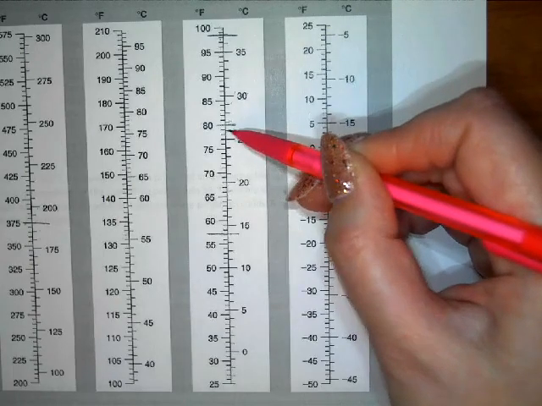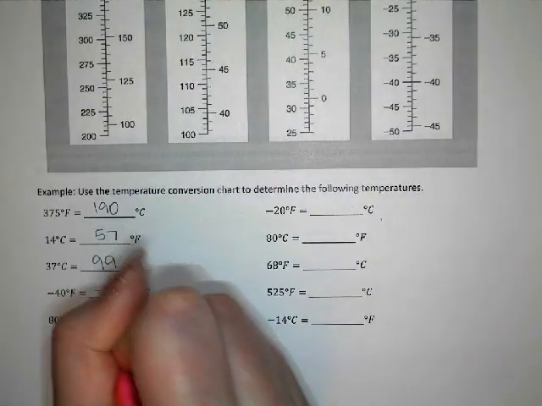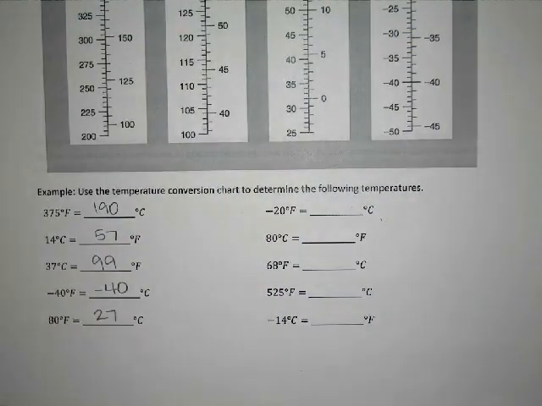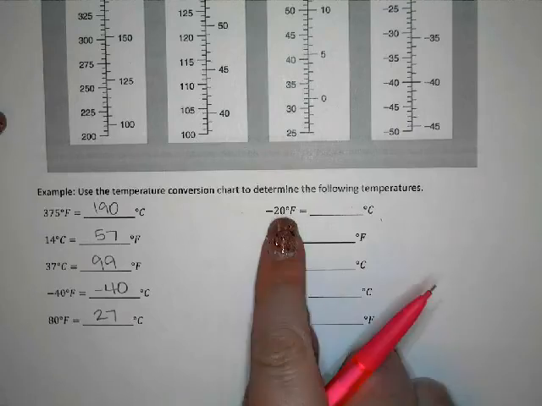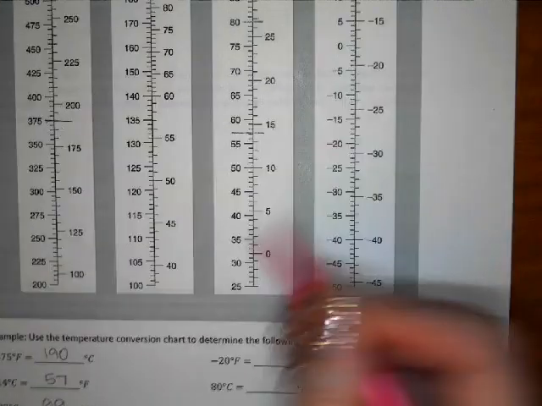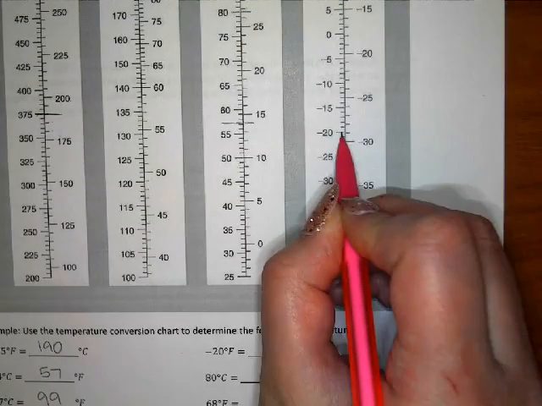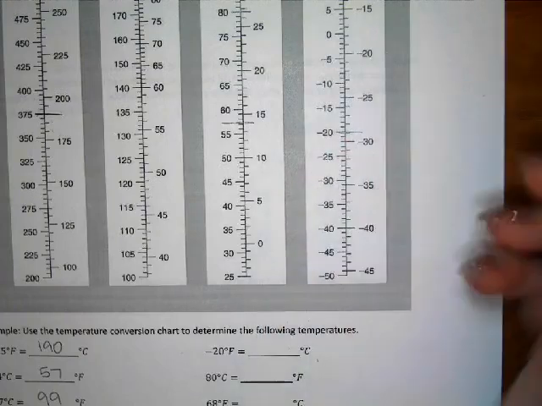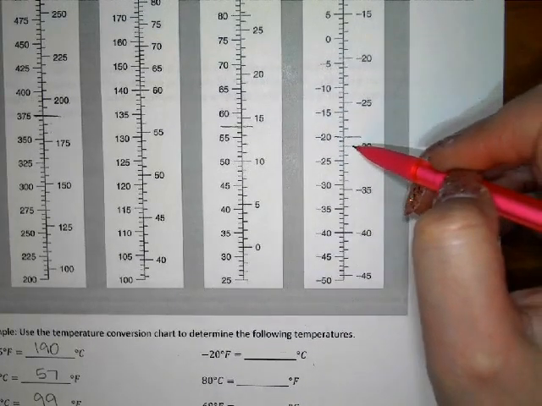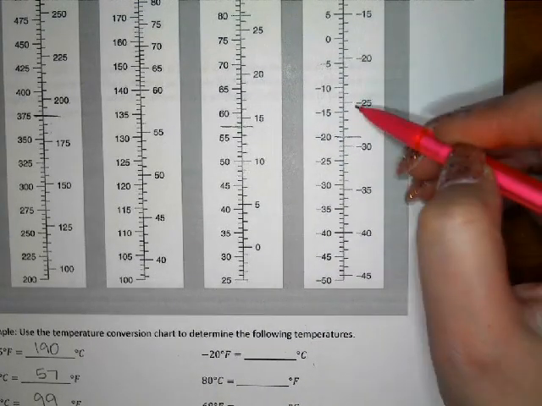Negative 20 degrees Fahrenheit. Let's see, here's the negative 20 right there. Negative 30, negative 25. So negative 25, negative 26, negative 27, negative 28, negative 29, negative 30. So that'd be negative 29 right here.